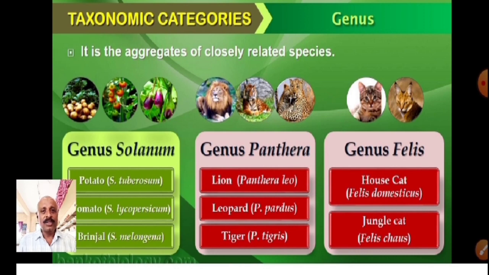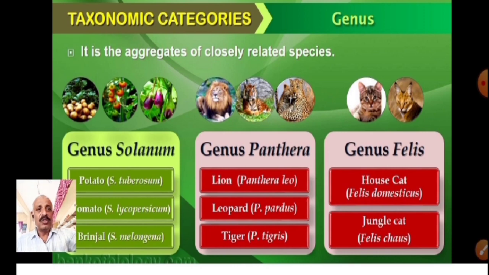Okay students, I will continue with the next one, that is the genus. Genus is the one you are observing here. It is a group of closely related species. Some of the students asked, sir, please explain once again the genus. So now I will come back here and explain it clearly.